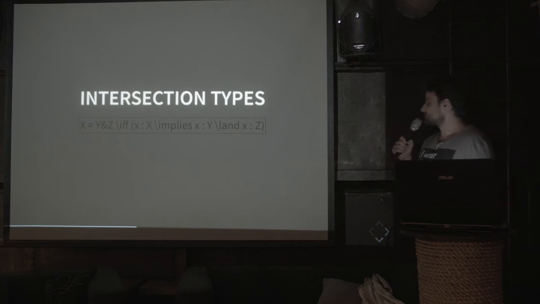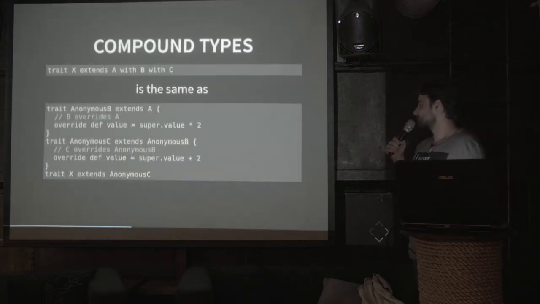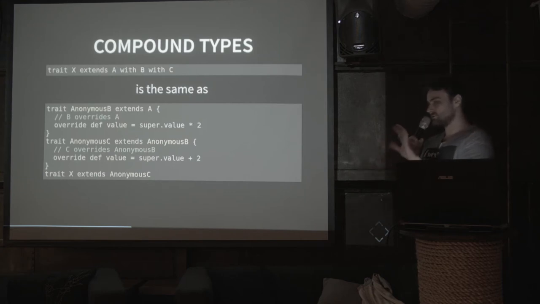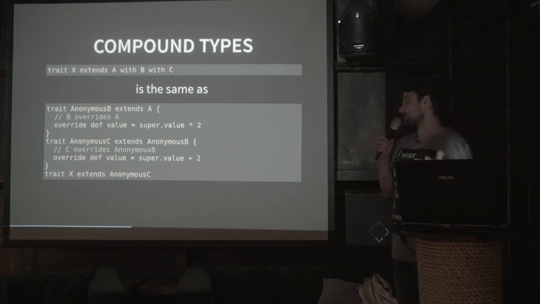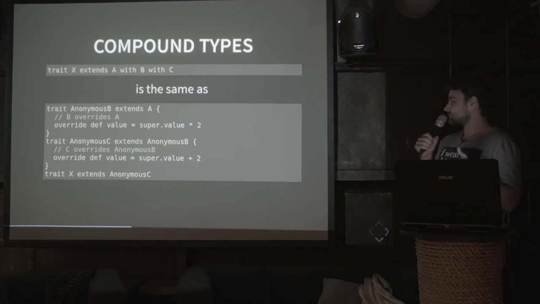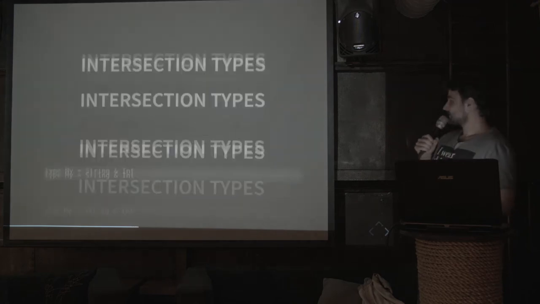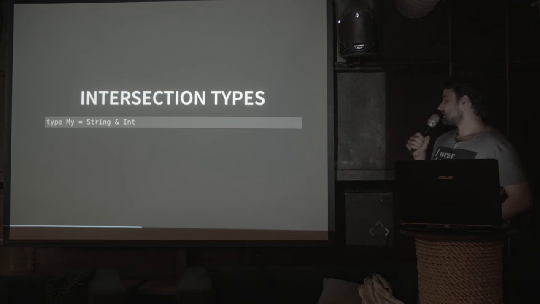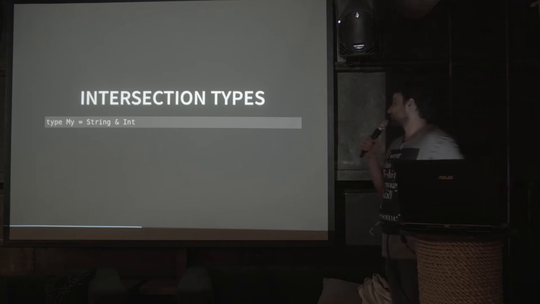But basically Dotty wants to replace, or at least offer an alternative to, compound types, which they call intersection types. The idea is that you would have a way of combining two types that will never run into this problem, that depending on the order in which you combine the values, the behavior will change, because that is really hard to debug and really hard to reason about. And you will be able to declare those intersection types using the ampersand.